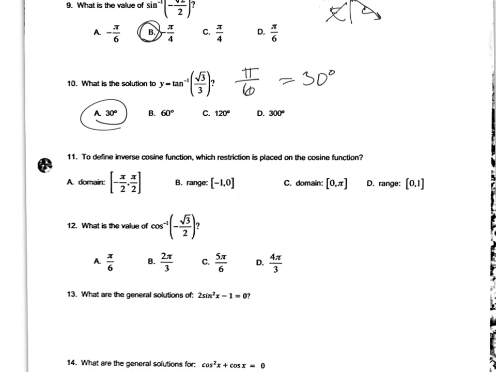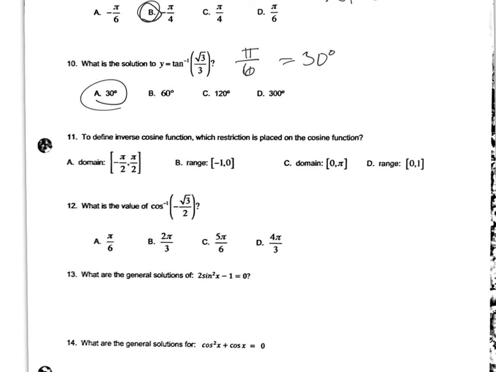Another question about the inverse functions. Inverse cosine. To define the inverse cosine, what restriction did we place on the actual cosine function? This was last week, and if you think about how the cosine curve looks, we talked about how it doesn't pass the horizontal line test. So we have to chop it up right in half. This will make it pass the horizontal line test.